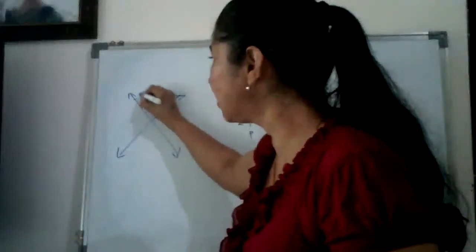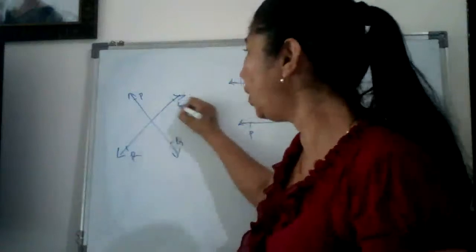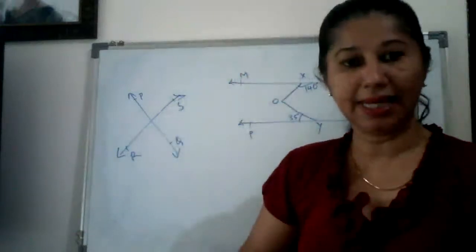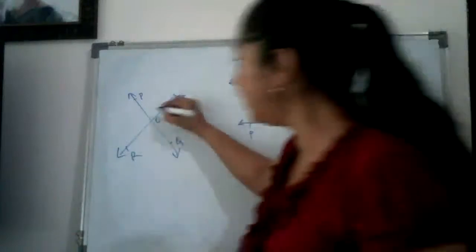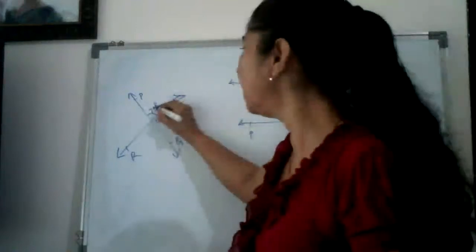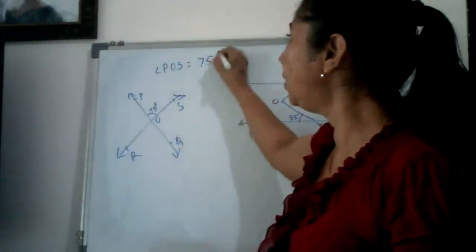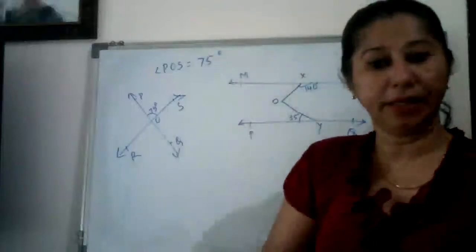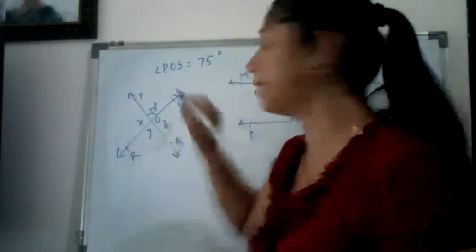Okay. Now, looking at this, let's start. Say this is PQ and this is RS. So PQ and RS are two intersecting lines, meeting each other at O. Fine. And if I take this angle here, I take this angle POS, if you can't see clearly, angle POS is equal to 75 degrees. We have to find out the values of X, Y, and Z.